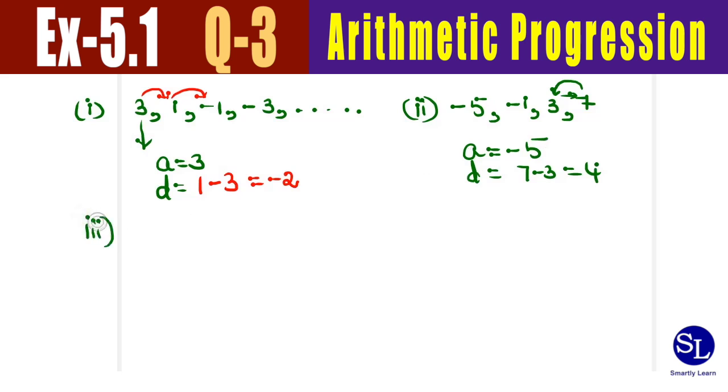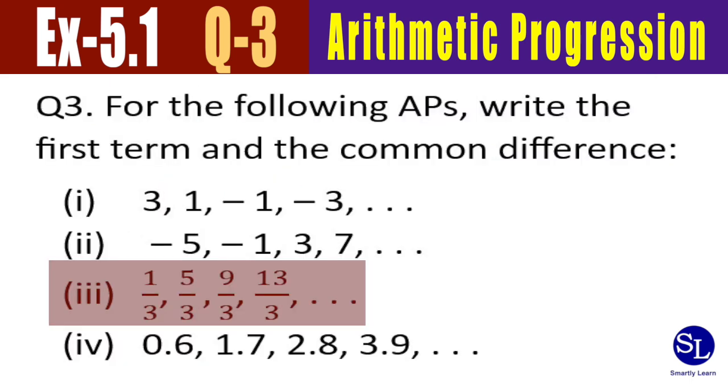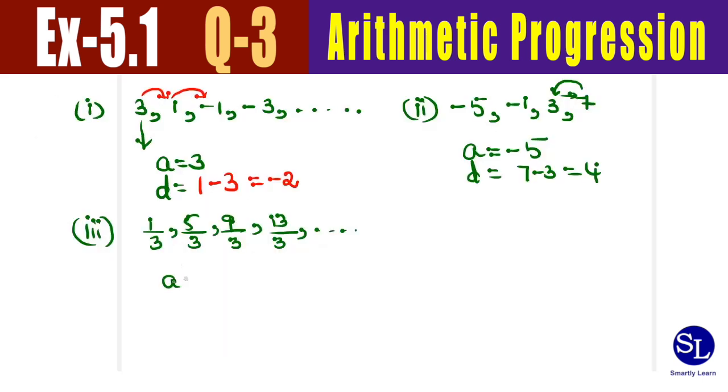Now let us look at the third one: 1 by 3, 5 by 3, 9 by 3, 13 by 3, and so on. In this case, a is going to be the first term, so it is 1 by 3. Now in order to find d, I have to take any two consecutive terms and do the subtraction. So let me take the third and the second. 9 by 3 minus 5 by 3 is equal to 4 by 3. So my common difference is 4 by 3, and the first term is 1 by 3.